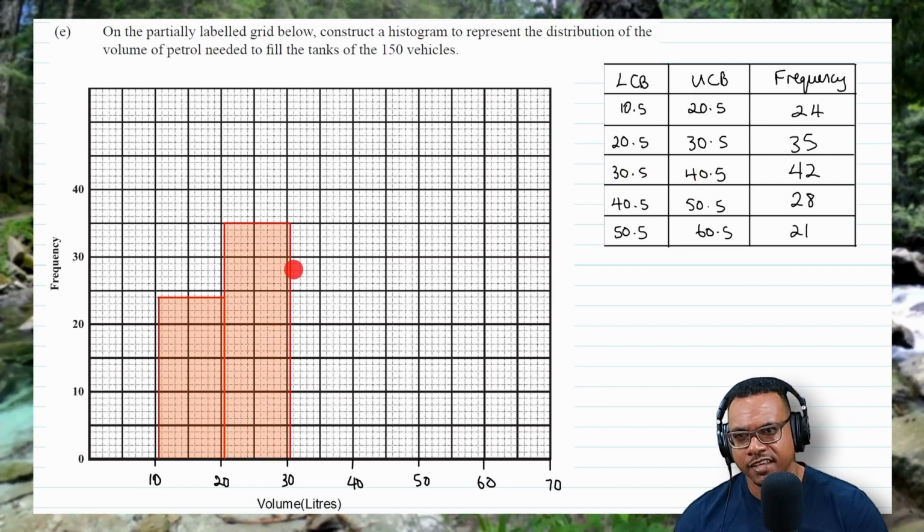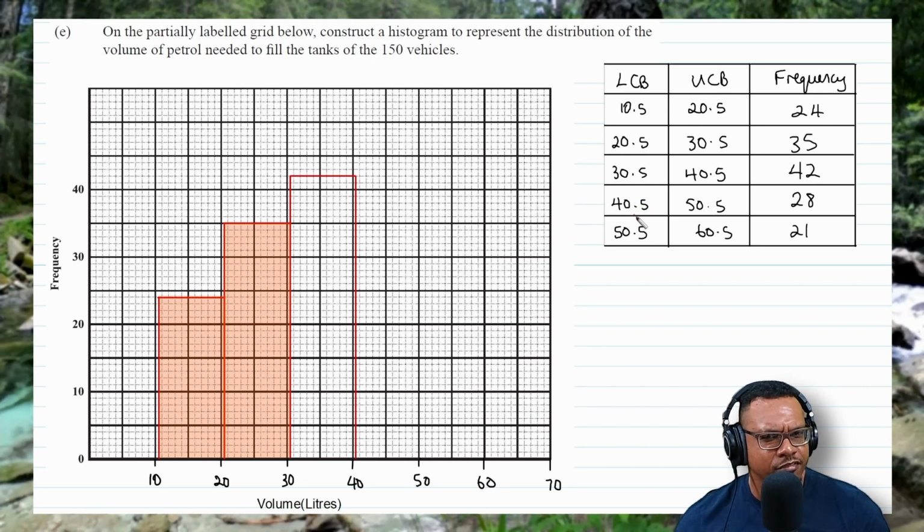All right, then we're going from 30.5 to 40.5, going up to 42. So we already have the 30.5 line here. And we are going up to 42. So what I can do is extend this line up to 42. All right, so this is 40 here, 41, 42. And going all the way across to 40.5. All the way up to 42. Right, let's close it off here.